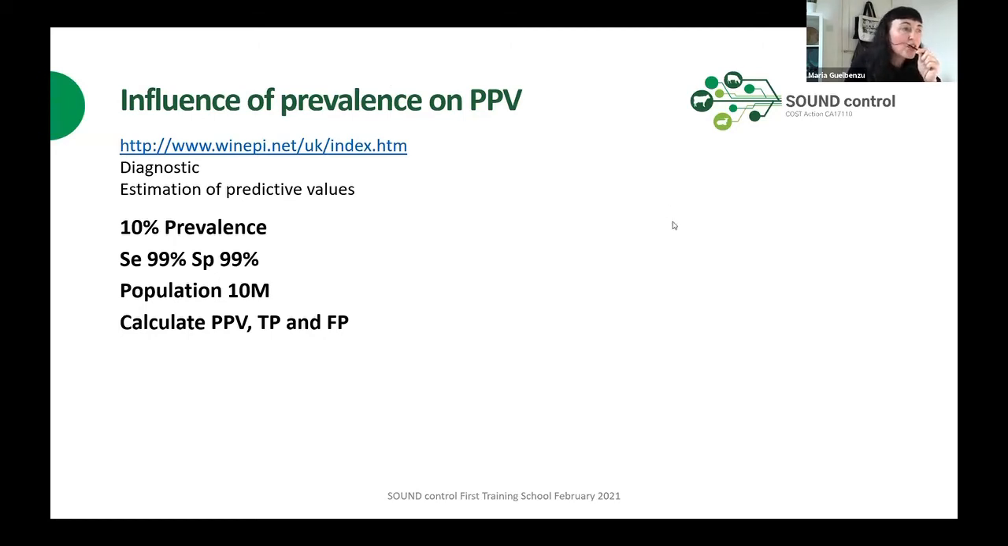And also, yes, very good. And also look at the numbers of true positives and false positives, because it's going to be interesting to see.